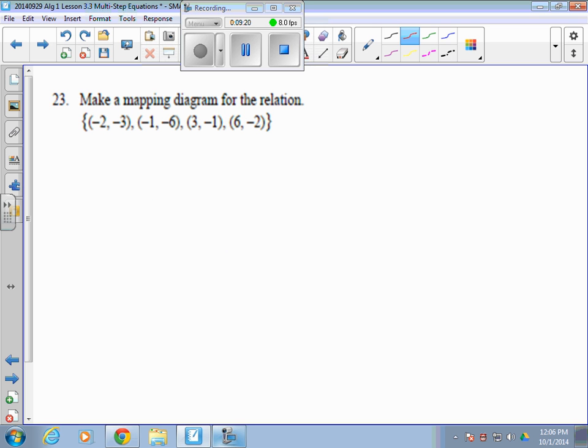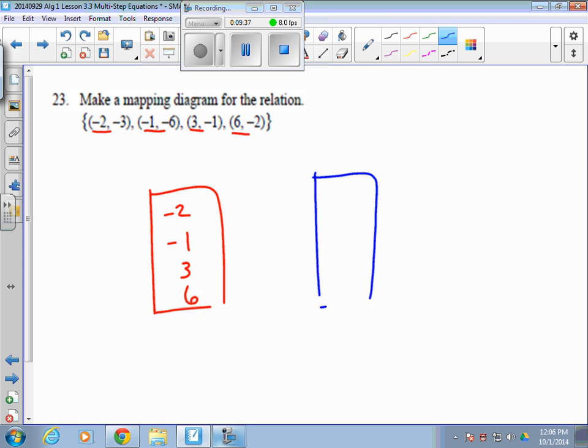Make a mapping diagram for the relation. Remember, x are your inputs, all of your x values. Just do them in increasing order. The smallest one is negative 2, followed by negative 1, followed by 3, and then 6. And then do the same thing for your y values. Negative 6 is the smallest one. Negative 6, negative 3, negative 2, negative 1.